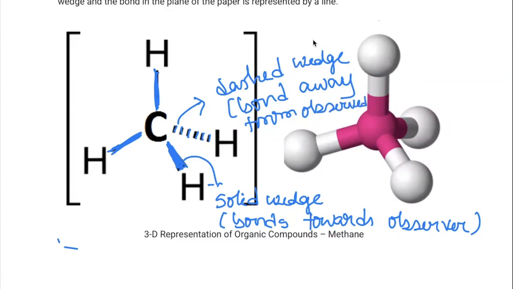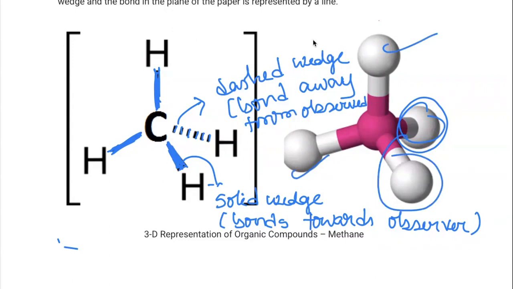Okay, understood? So in methane, there are 4 bonds. These 2 bonds are in plane. The solid wedge represents the bonds towards the observer. That means towards us, actually, we are seeing the compound. And the dashed wedge is just the bond which is away from the observer. That means if you see the compound, this one is behind the compound. This bond is behind the compound. This bond is towards you. And these 2 bonds are actually in plane.